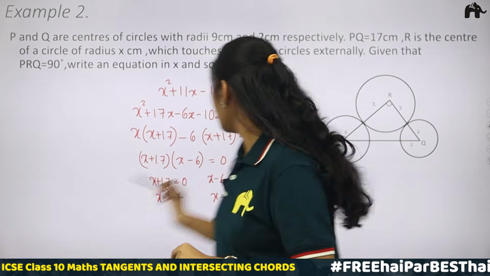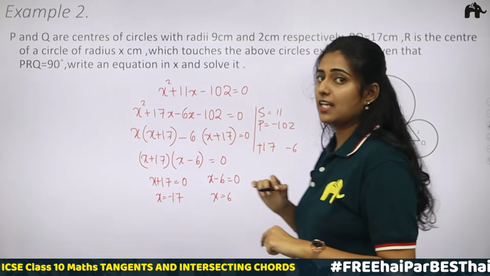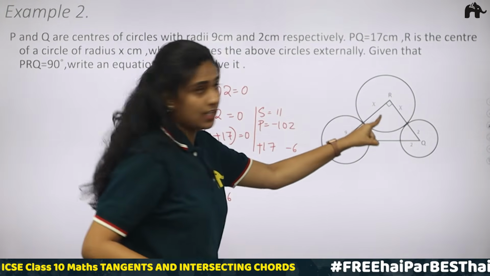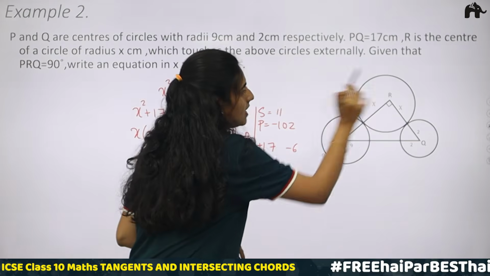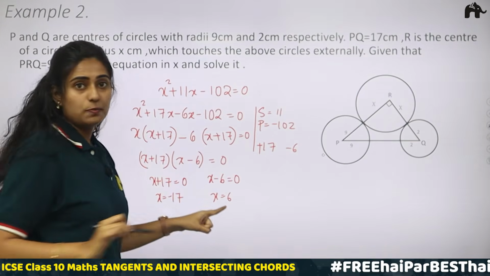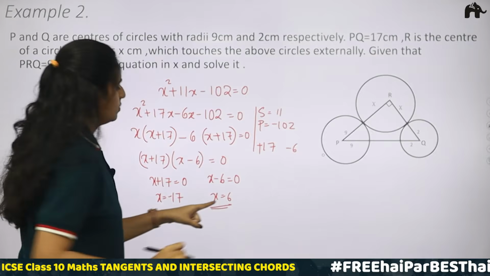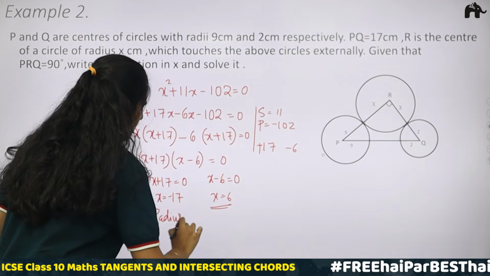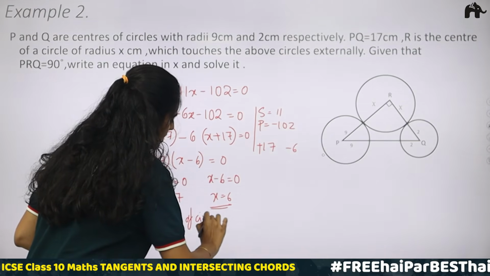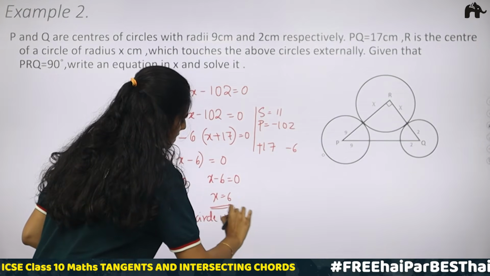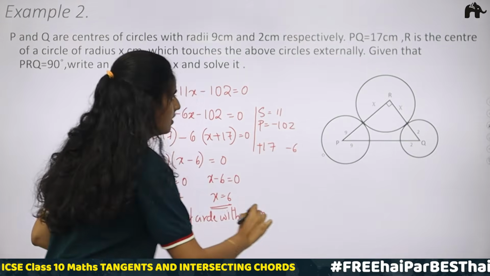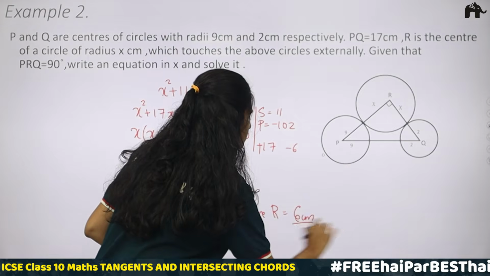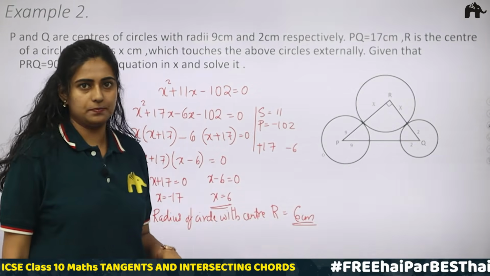Now what is x? x is the radius of the circle. Can the radius be negative? Negative radius is not possible. Since x is the radius of the circle with center R, the value of x should be positive, which means the acceptable value is x is equal to 6. Radius of the circle with center R is equal to 6 centimeter. Clear? 6 centimeter. Next, example 3.